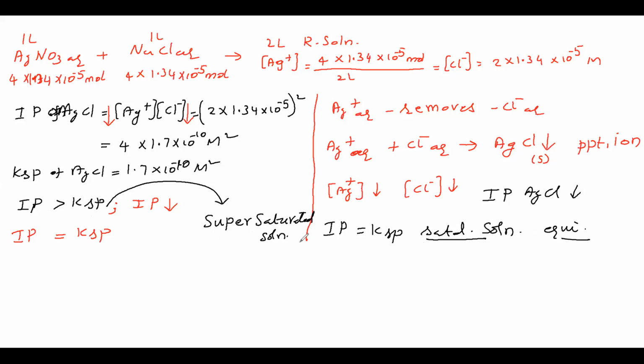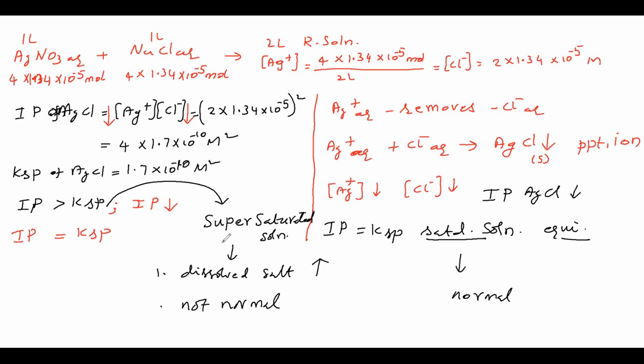What is the difference between a supersaturated solution and a saturated solution? Number one, here the dissolved quantity of salt is more, and here the dissolved quantity of salt is less. This one is not at normal condition, whereas that one is at normal condition.